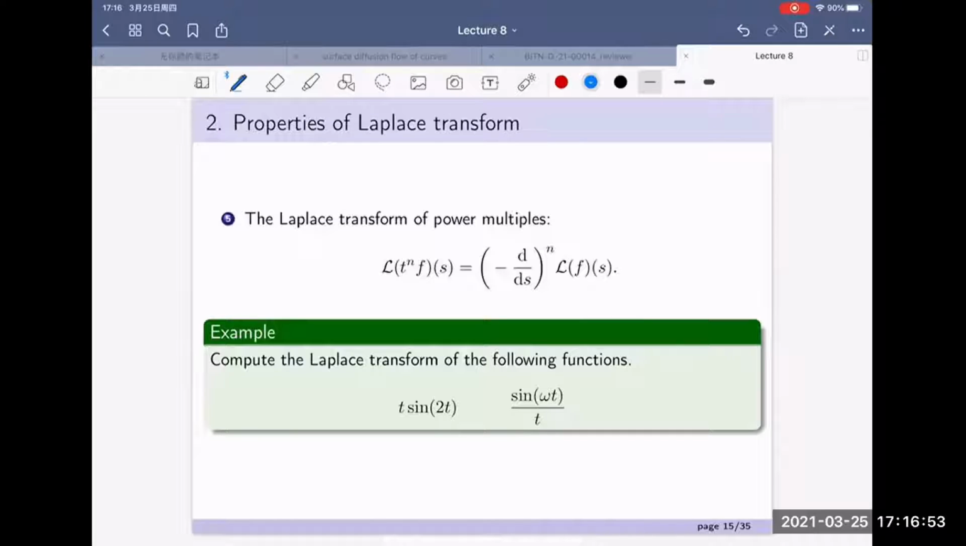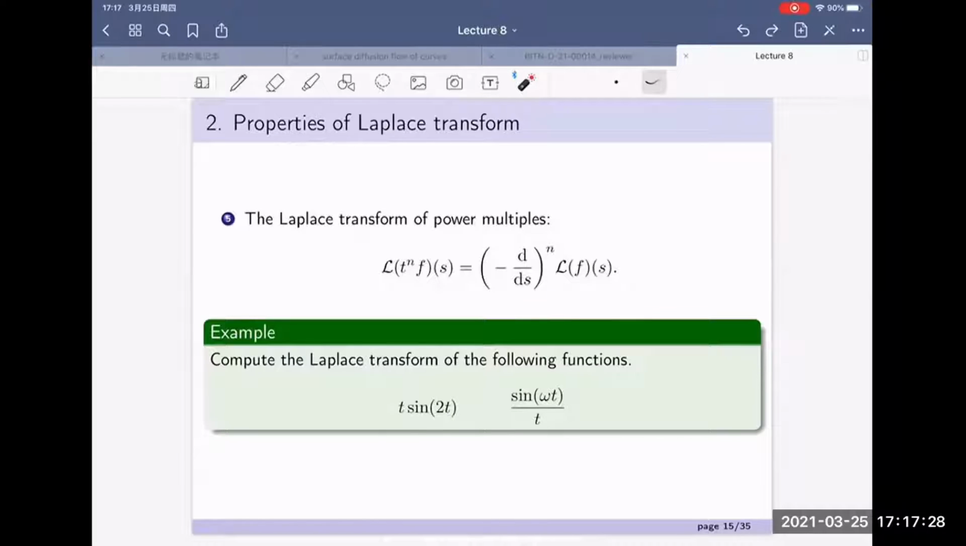Okay, so we learned that the Laplace transform turns derivatives into multiplication. It actually also transforms multiplication into derivatives. For example, if you multiply a function by some power of t, then it's equivalent to taking the derivative on the Laplace transform side. First taking the Laplace transform and then taking the derivative is equivalent to multiplying the function by a power of t before taking the Laplace transform.